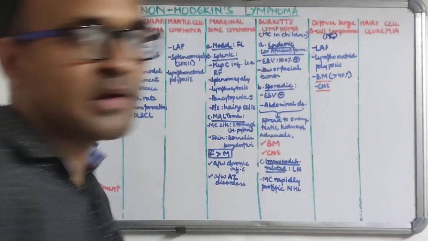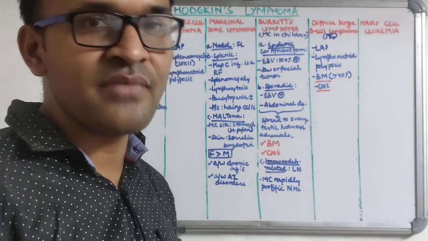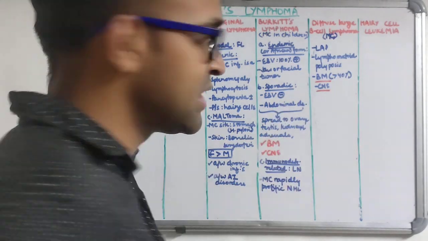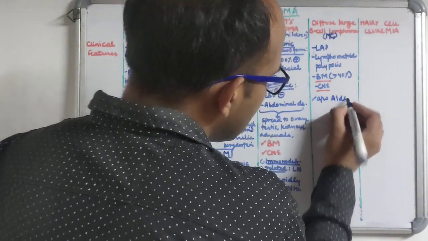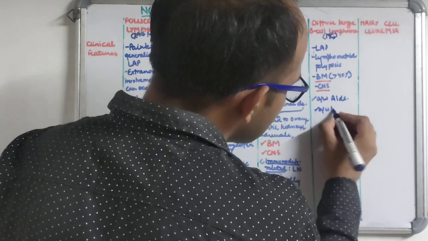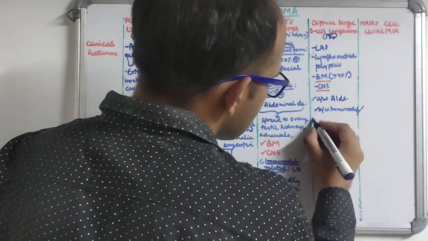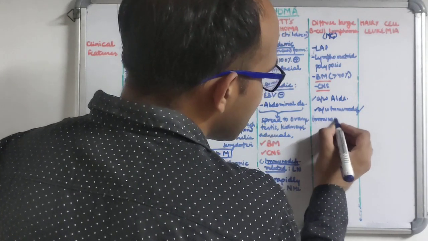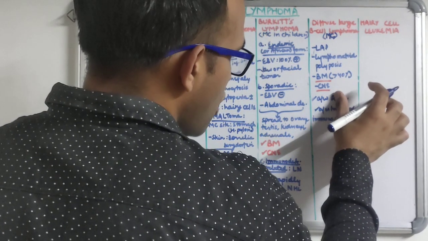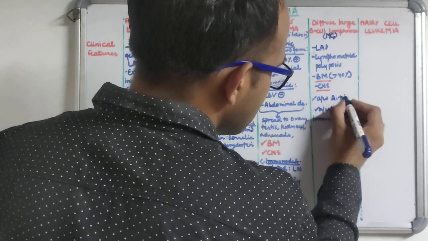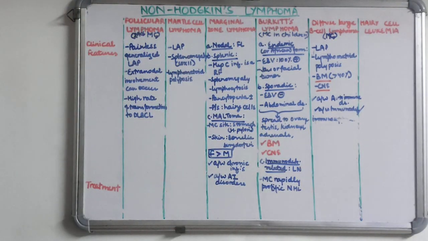And as I've told you, most of the body cavity lymphomas, most of the post-transplant lymphomas, or most of the CNS lymphomas are DLBCL. So it occurs in association with autoimmune disorders. It occurs in association with immunodeficiency or immunosuppression. And also if there is an affected first degree relative, there is increased risk of DLBCL. I hope this is clear. Autoimmune diseases. So this is about the DLBCL.